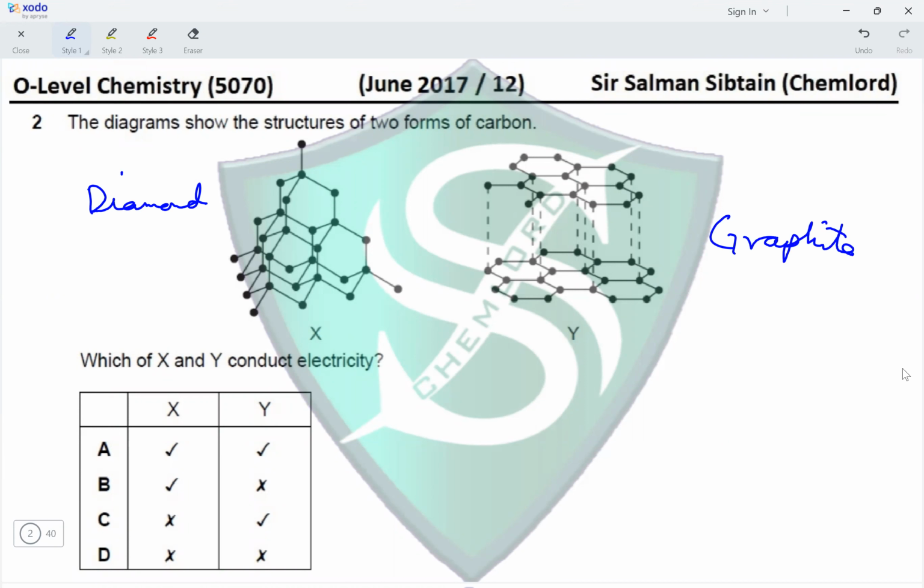Diamond does not conduct electricity because every carbon atom is bonded to four other carbon atoms, and graphite does conduct electricity because every carbon atom is bonded to three other carbon atoms, and one electron per carbon atom is available to move freely. So X will not conduct electricity, eliminating options A and B, and Y will conduct electricity, eliminating option D, making C the correct option for this question.